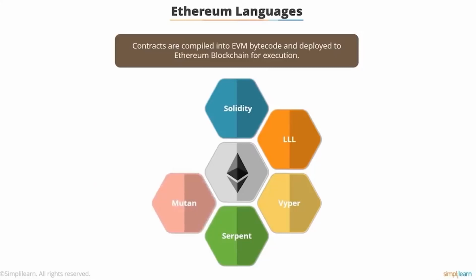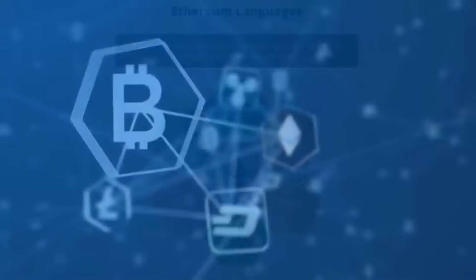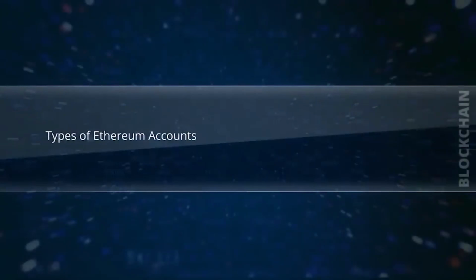The next language is Mutan. Mutan is a C-like language and supports a dynamic, full higher-level language. It compiles to native Ethereum assembler. However, Mutan is now deprecated. The last language is Julia. It is an intermediate language that can compile to various different backends like EVM 1.0, EVM 1.5, and EWASM. Let me now tell you about the accounts handled by Ethereum. Types of Ethereum accounts.